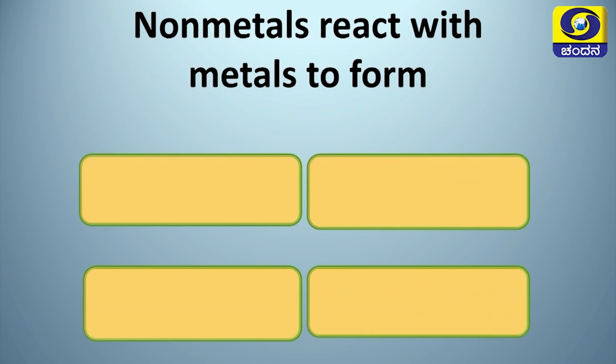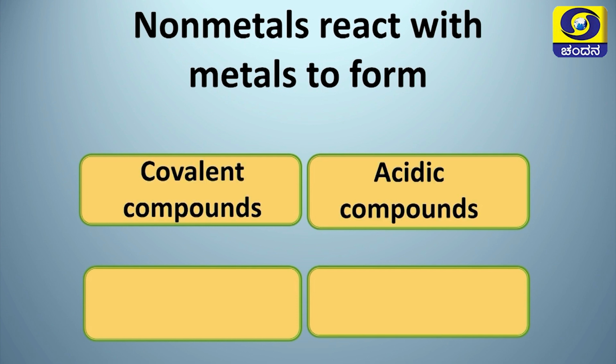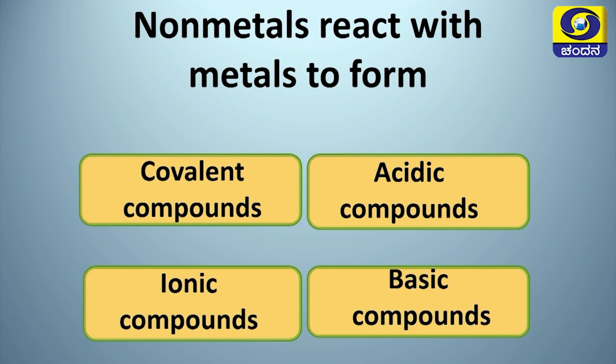Another question for you. Non-metals react with metals to form. You have to identify the product. Covalent compounds, acidic compounds, ionic compounds, basic compounds. The correct answer is they form ionic compounds. Non-metals and metals, they react to form ionic compounds.